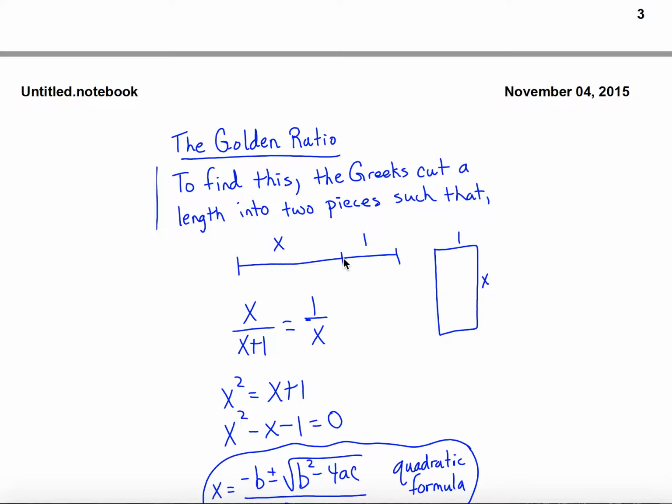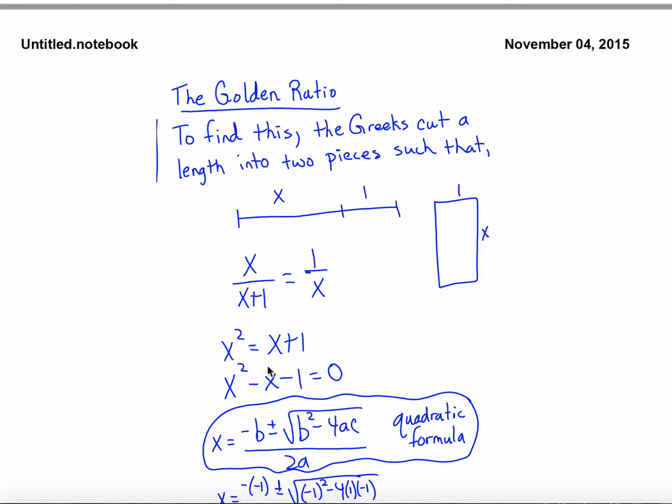So you've got x over x plus 1, that's your first ratio, equal to 1 over x, that's your second one. X plus 1 is longer than x, and we're assuming that x is longer than 1 here. That gives you x squared equals x plus 1 if you cross multiply. And then you get this nice little x squared minus x minus 1 equals 0.